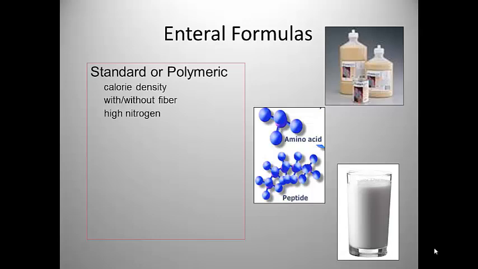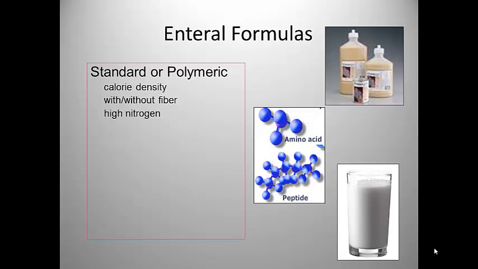Standard polymeric formulas may vary in water content. They may come with or without extra fiber, and they are needed in varying amounts to provide the RDA for most nutrients. Protein is typically soy or egg white or casein.